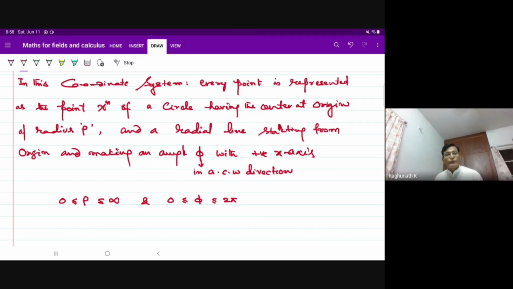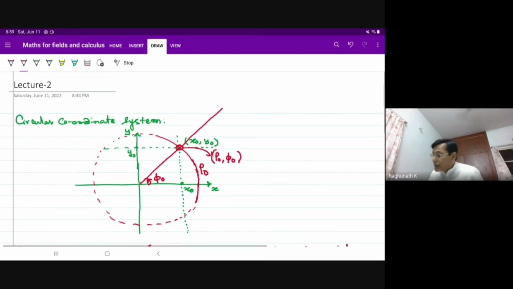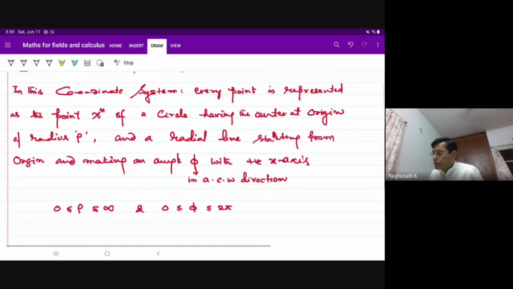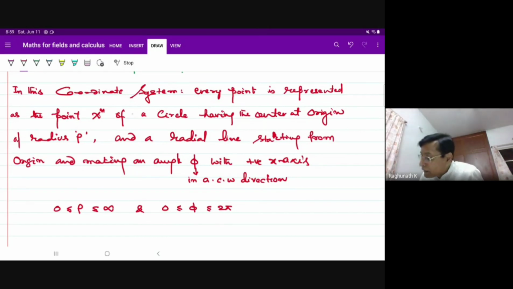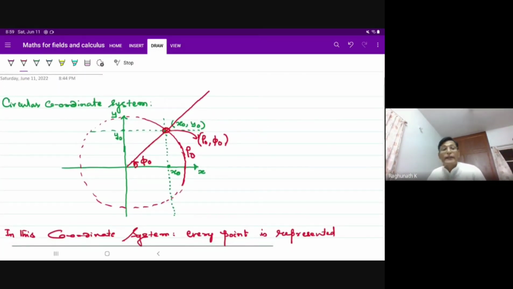Check it. Every point is represented as the point of intersection of, number 1, circle having the center at origin of radius rho, and a radial line starting from origin and making an angle phi with the positive x-axis. If somebody gives you a point in xy plane, draw a circle through it, measure the radius, that is one coordinate. Draw a radial line passing through that, measure the angle, that is the other coordinate. Rho naught, phi naught is the coordinate.